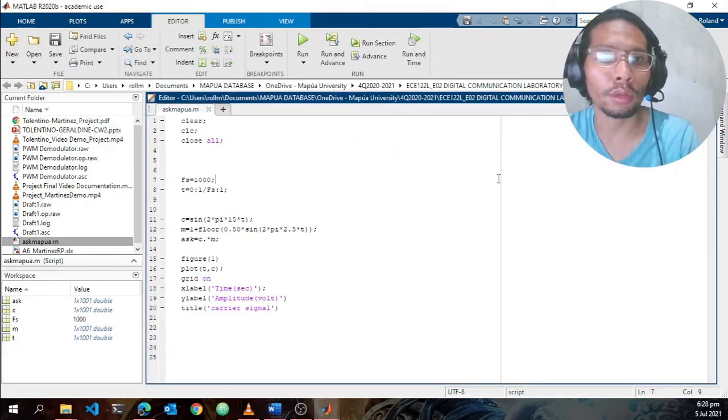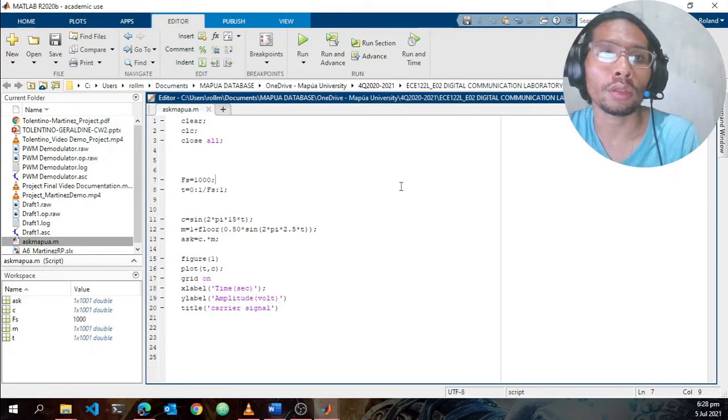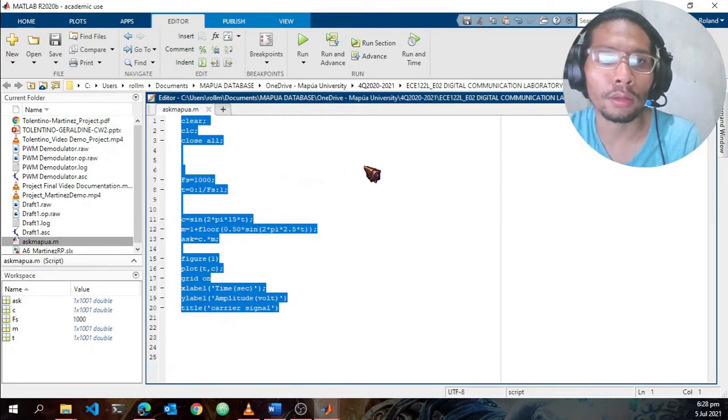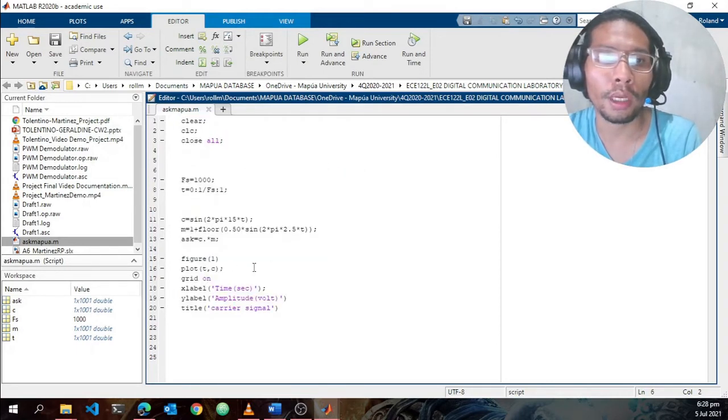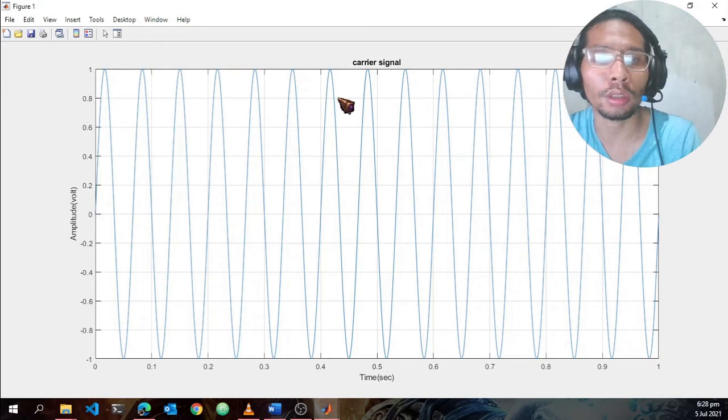So for part 2 of this experiment, I need to copy the original function code from the laboratory manual to the function file as mapua.m, which is already pasted on the file, and this will plot first the carrier signal. To run this, clicking the run button will show figure 1, which is the carrier signal.